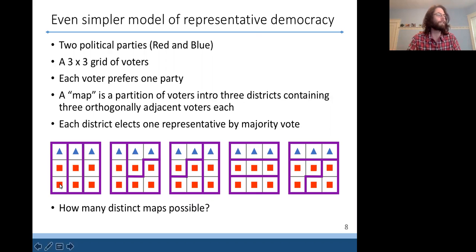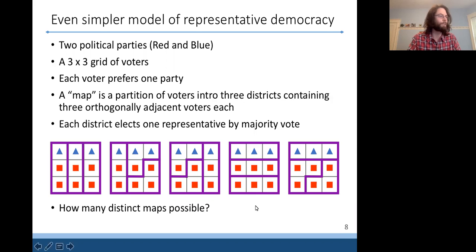So the first question I like to pose is how many of these district maps are possible? We saw with a 5x5 grid that there's about 4,000 ways you can do this. Noting that we're going to count this first one and this fourth one here as 2 different maps because they certainly function differently in terms of the way that people are handled here, the different voter configurations.